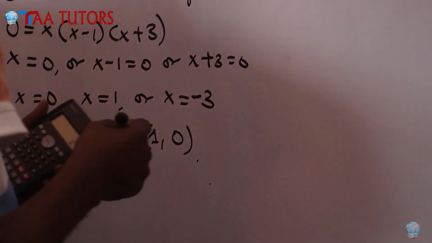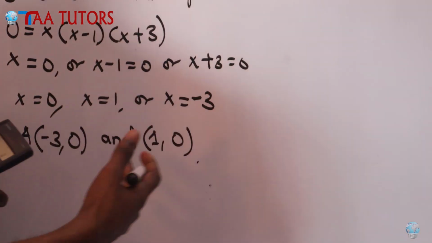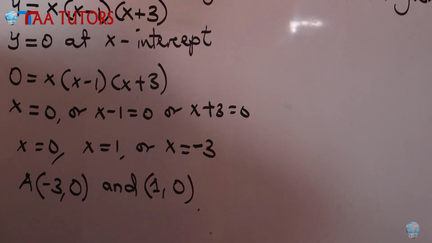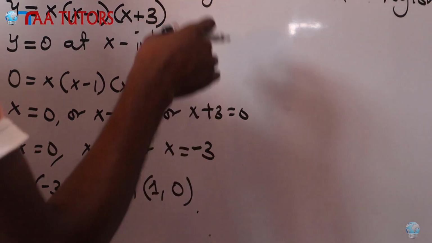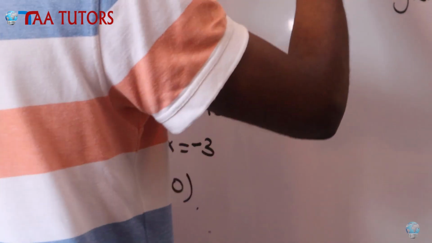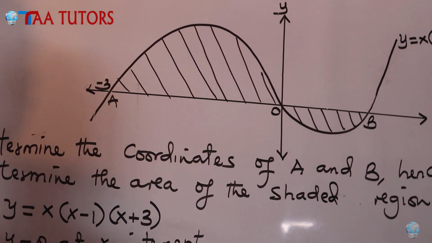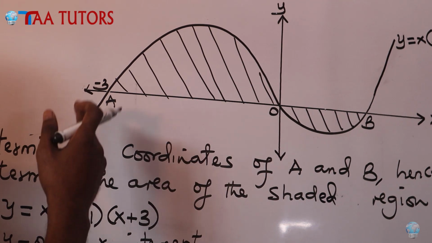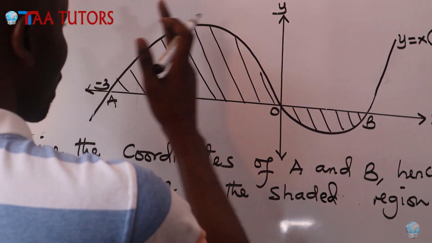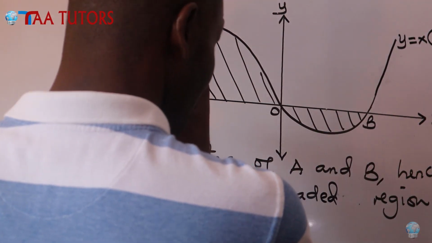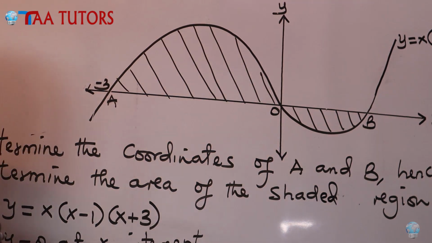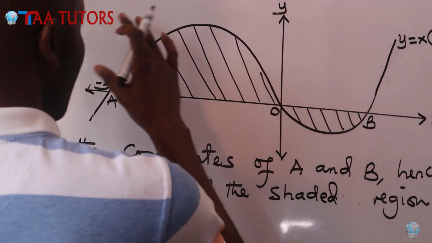The next part now, in fact, by dealing with those parts, we have gotten the limits. But you realize that we have two parts of region here. One part is above the x-axis, the other part is below the x-axis. It means we cannot just do definite integration by simply assuming that the lower limit is negative 3 and the upper limit is 1, and we calculate. That way it's going to give us a wrong answer. So we have to deal with this part separately.